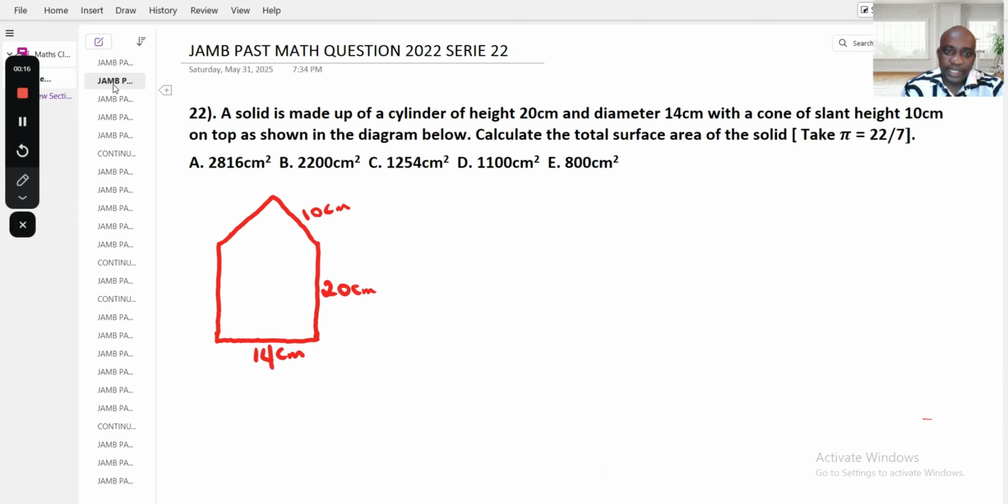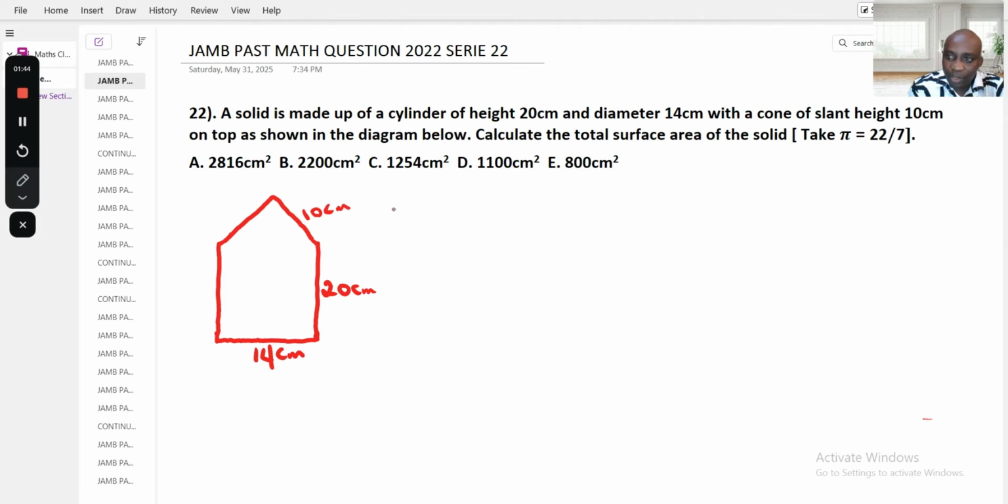A solid is made up of a cylinder of height 20 centimeters and diameter of 14 centimeters with a cone of slant height 10 centimeters on top, as shown in the diagram below. Calculate the total surface area of the solid. The question said that we should calculate the total surface area of this solid. If you look at this, we have two shapes here. We have a cylinder and we have a cone at the top. This is the cone at the top.